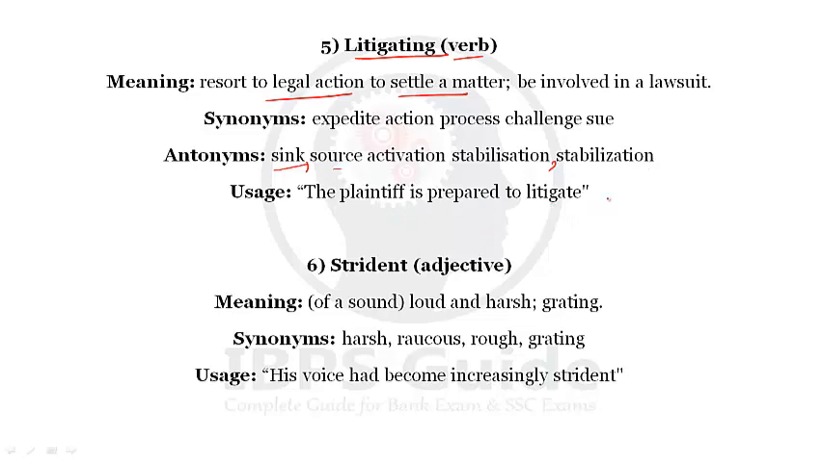The plaintiff is prepared to litigate. The plaintiff means the person who is coming to court. The plaintiff is prepared to litigate.